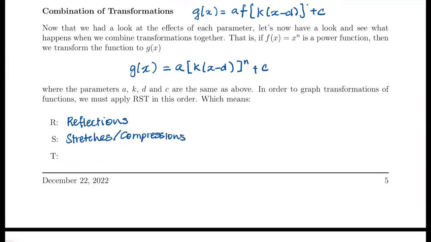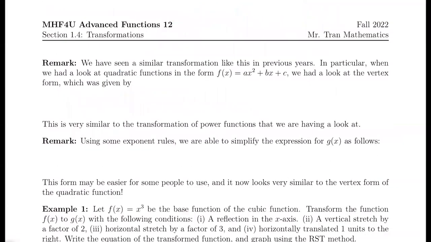And then T would just represent the translations. So this is basically the algorithm that we would follow whenever we want to graph transformations of power functions, or basically any functions at all. We use the RST method to graph them. So let's have a look at an example. Or first, let's have a look at a quick remark.